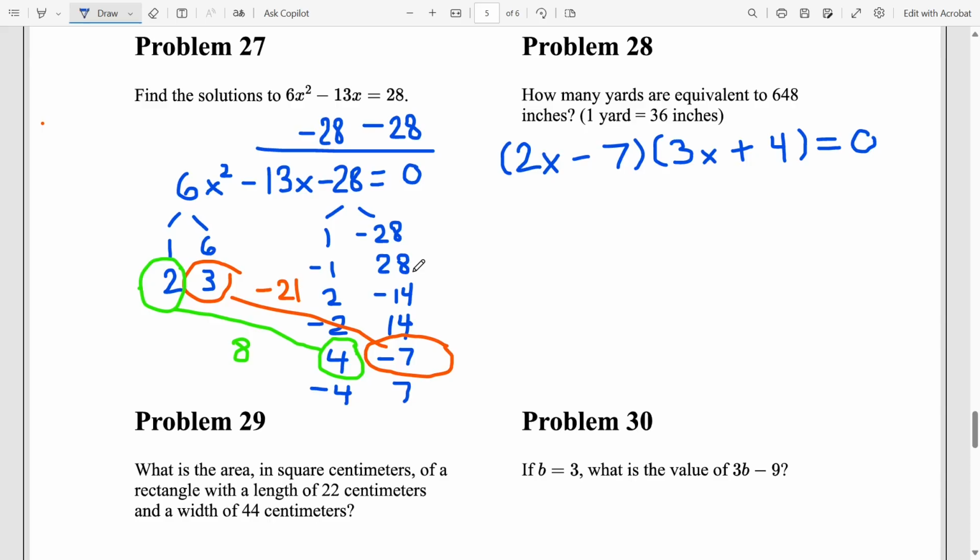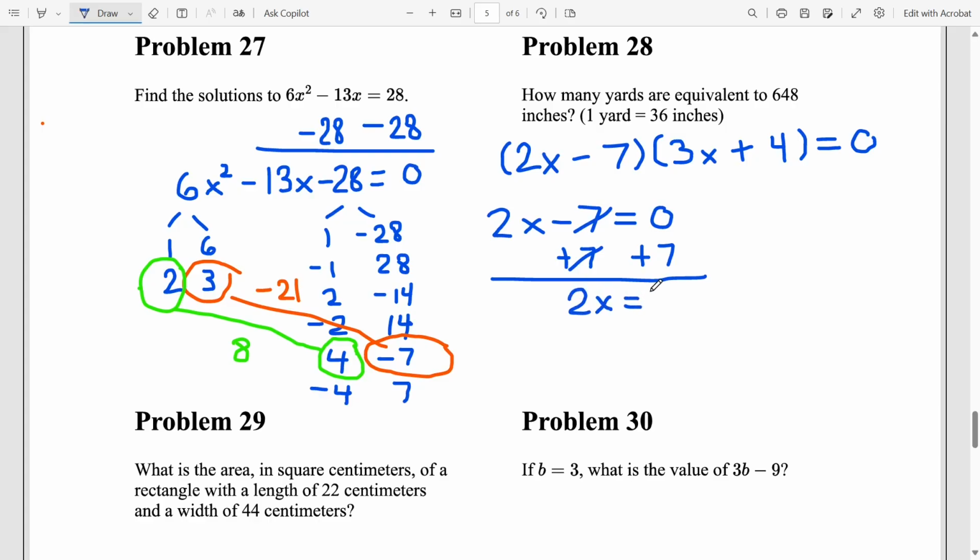Now we're just going to set each of those factors equal to 0 and solve for x. So I'm going to say 2x minus 7 equals 0. I'm going to add 7 to both sides. 7 minus 7 is 0. So we get 2x equals 7. Then divide by 2. And so I get x equals 7/2 is one of the solutions.